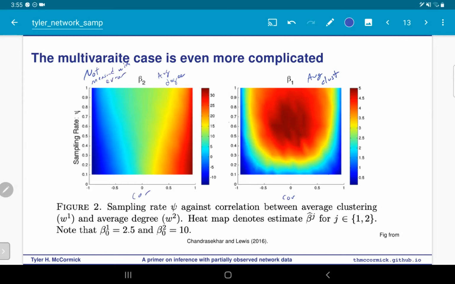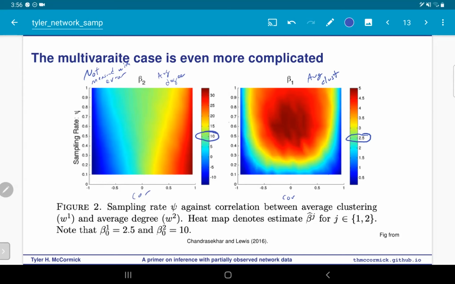The heat map gives us the values of the coefficient. For the first one, the average clustering, about 2.5 is the true value. Green represents the true value, blue represents bias to the negative, and red represents bias to the positive, the larger effect. In the second case, the true value is about 10, with the same color coding.